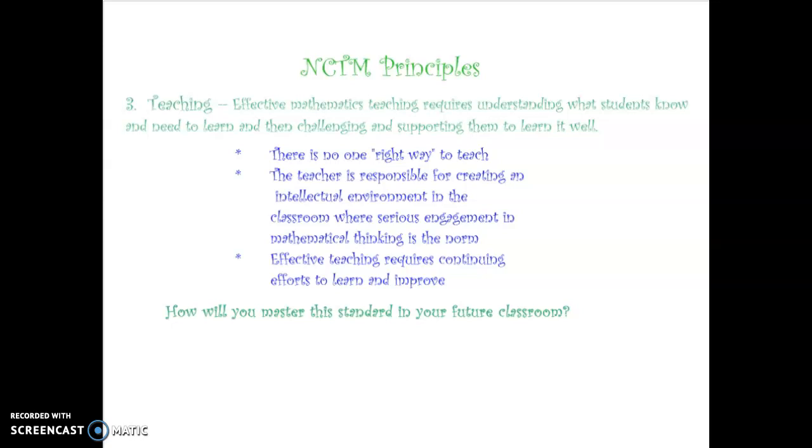So I think that's a really big deal on the teaching standard because I feel like often we look at the person who is our mentor and they do things correctly and the other people are not. And I think we need to remember that we can learn so much from so many different people, and then we come up with our own way that works the best for us. Okay, so what do you guys think? What is one way you will master this standard in your future classroom?